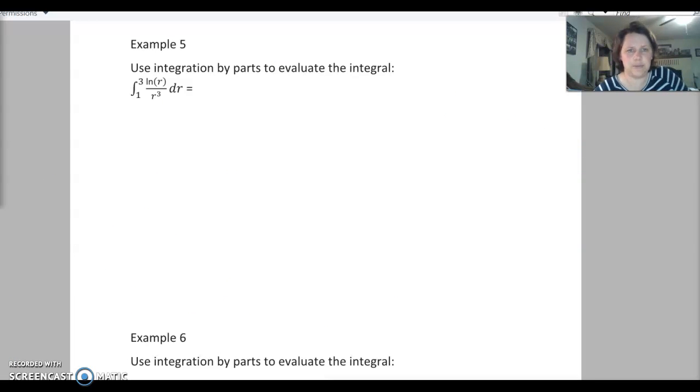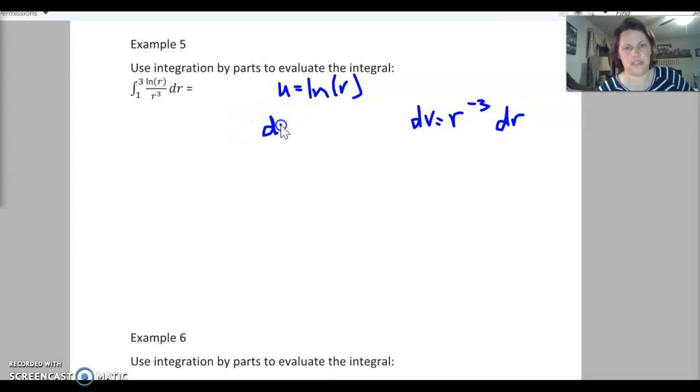Okay, and moving on to example number 5, we are going to evaluate this one again. Hopefully I don't forget that. And we've got a logarithmic function, and down here underneath we've got an algebraic function. So we're going to say that u is equal to the natural log of r, and that dv is equal to r to the negative 3 dr. So du is going to be 1 over r dr.